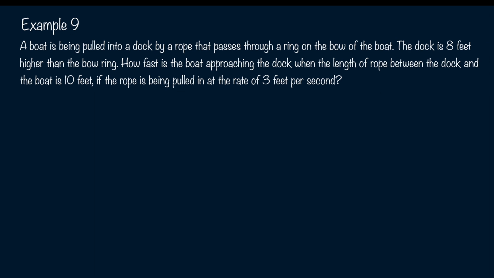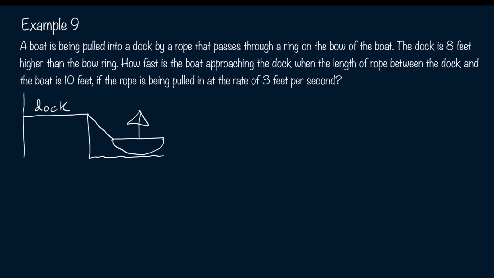So the first thing we're going to want to do is draw a picture to get a visualization of this. So right here is going to be the dock, and then it's going down, and then we have the rope, which is attached to the front of the boat. Here's our little boat. Then it is on water. So this is going to be our z. We know that the dock is 8 feet higher than the bow of the ring. So this is going to be 8 feet. And then we have x, just to know what we're talking about.